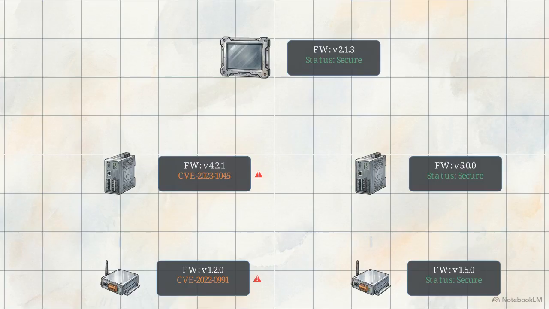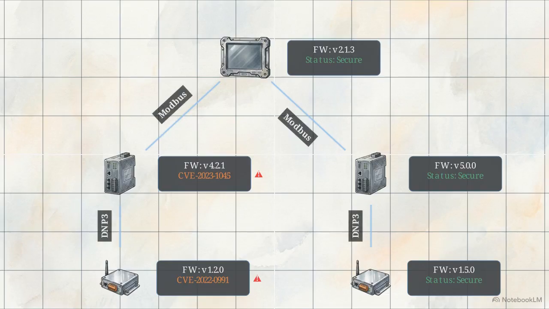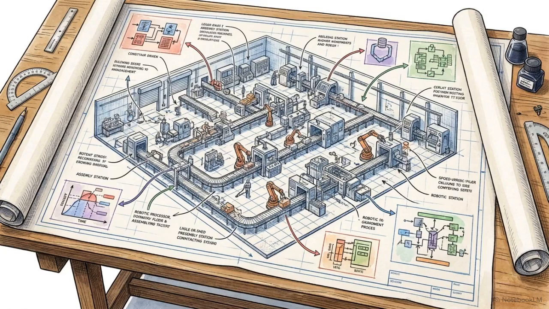Next, we map the exact communication pathways to know precisely which machine is talking to which controller. These pathways carry specialized, plain-text industrial protocols. Identifying protocols like Modbus and DNP3 is critical because they were designed for reliability, not security. With the map complete, we move to the categorized phase.